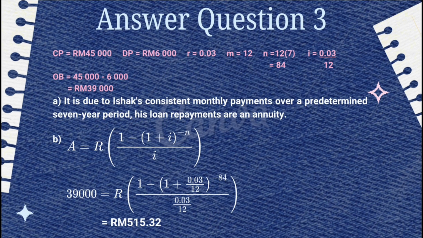The formula that we are going to use is A equals R bracket 1 minus bracket 1 plus i close bracket to the power of negative n, divided by i, and close the bracket. So we just need to move all of the information to the formula. It's going to be like this. The final step, just calculate using calculator. The answer is 550 ringgit 32 cent.